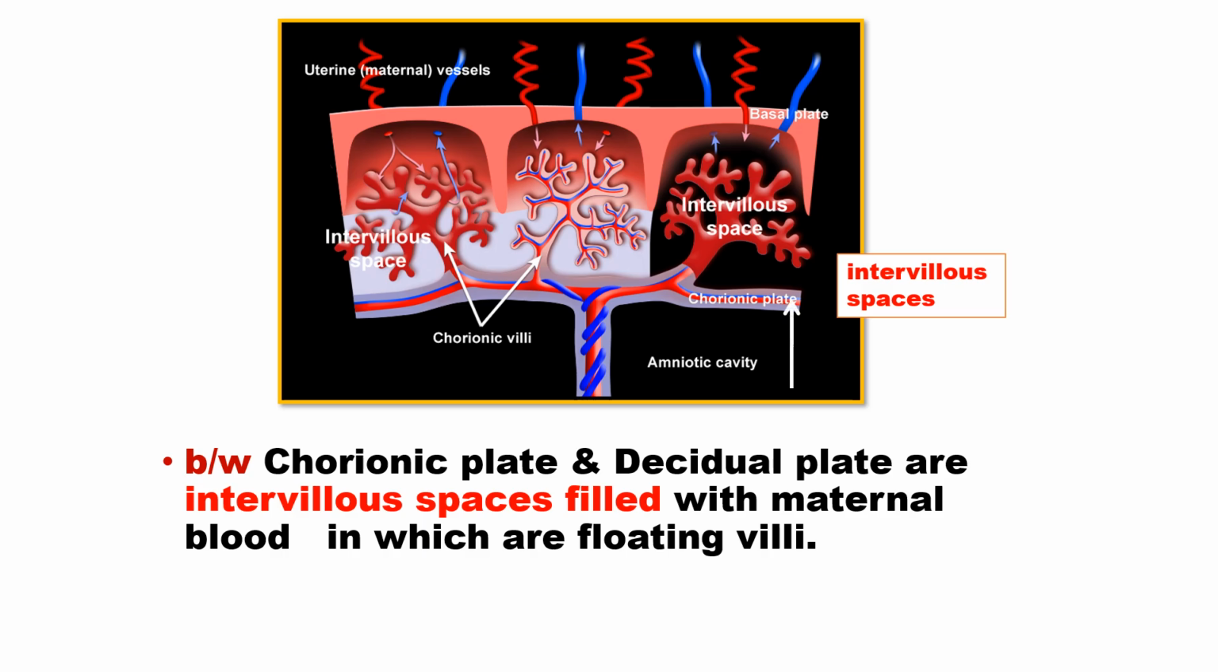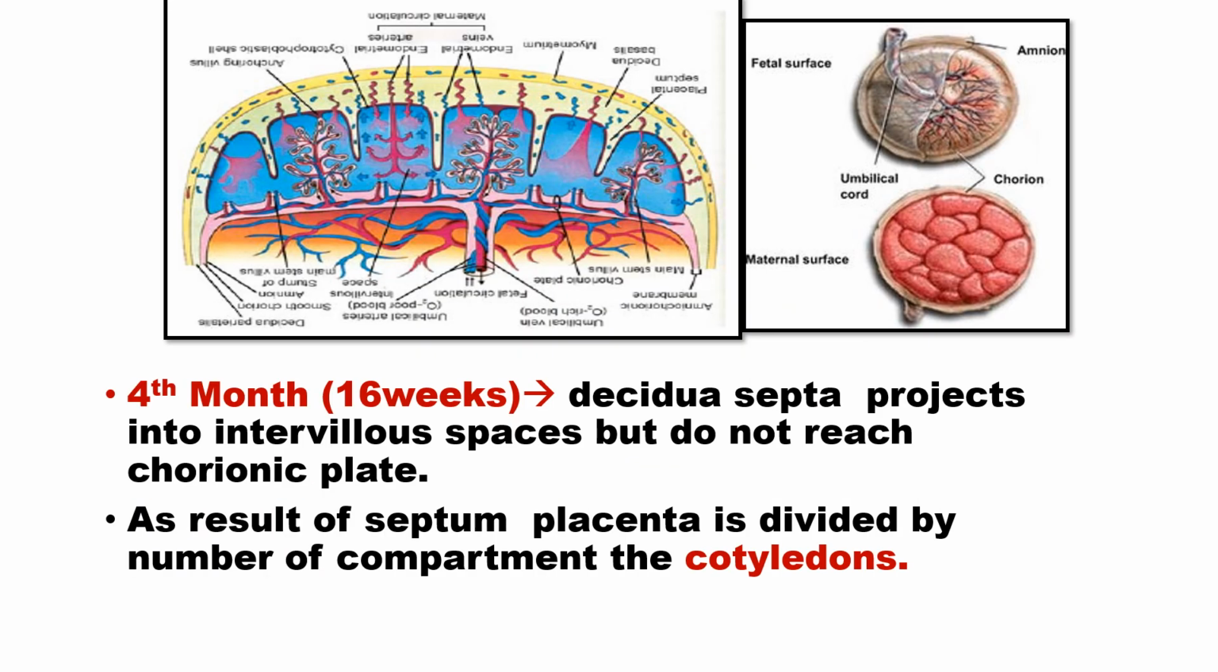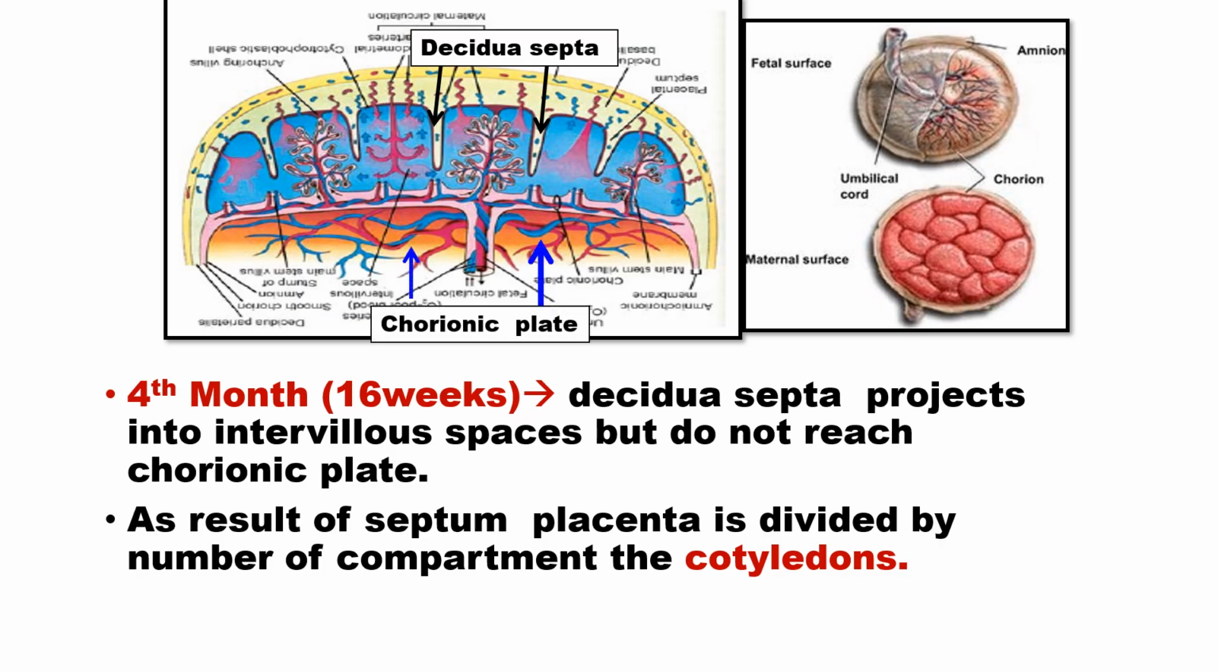Between the chorionic plate and the decidual plate are the intervillous spaces filled with maternal blood, in which we have the floating villi, which are the branches of the stem villi. From the fourth month or 16 weeks onwards, the decidual septa project into the intervillous spaces but do not reach the chorionic plate. As a result of the septa, the placenta is divided into a number of compartments, and these compartments are therefore known as cotyledons.